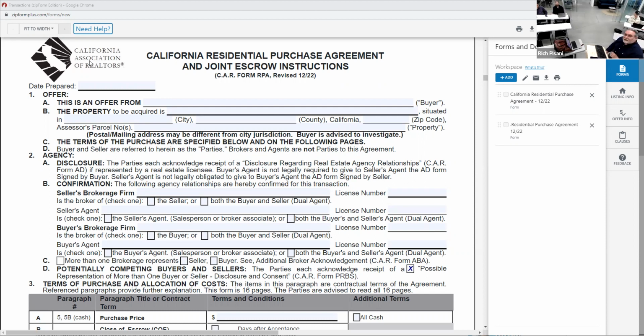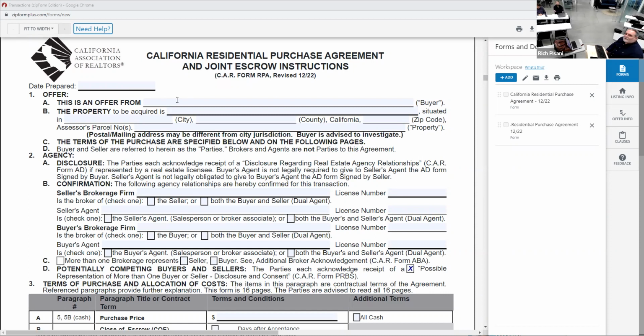The very first thing that you should fill out is the date prepared. It's really important. It's not the date that it's accepted. It's not the date that you necessarily send it to somebody to sign. It's the date you prepare it, because this date will be reflected on other forms moving forward.